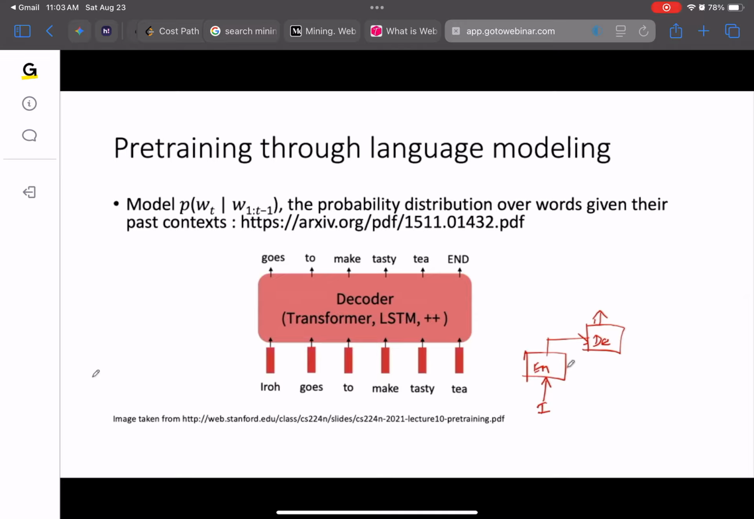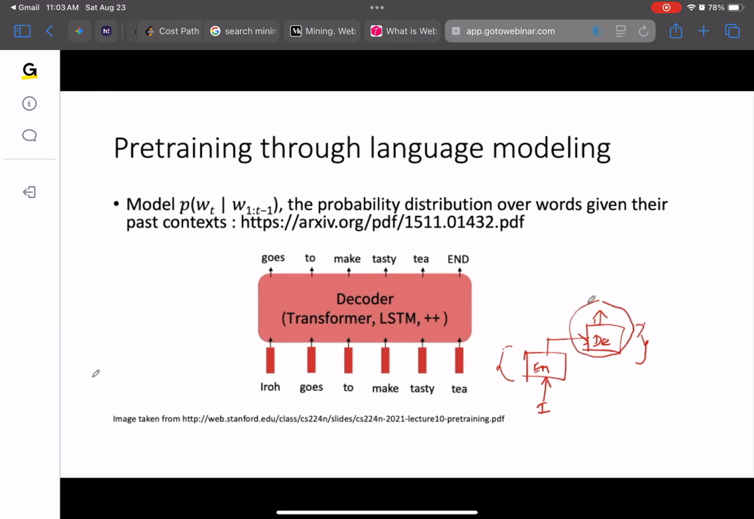Now we try to understand how exactly we do the pre-training of these different parts of the transformer model. How do we do the pre-training for the encoder? How do we do pre-training for the decoder? And would it be possible to do pre-training for both encoder and decoder at a time? We'll look at these various scenarios. Firstly, let's try to understand how to pre-train the decoder part.